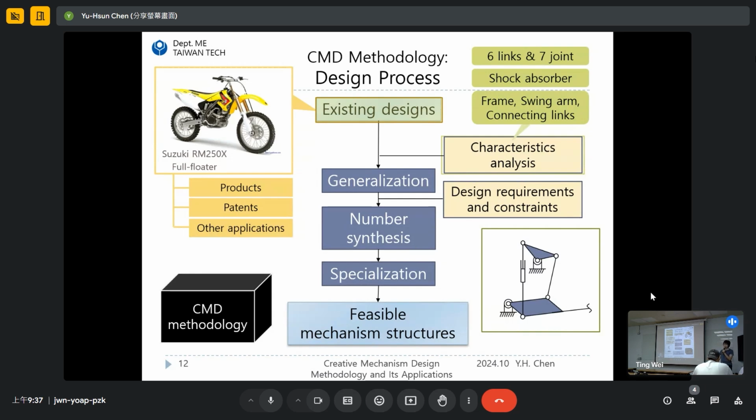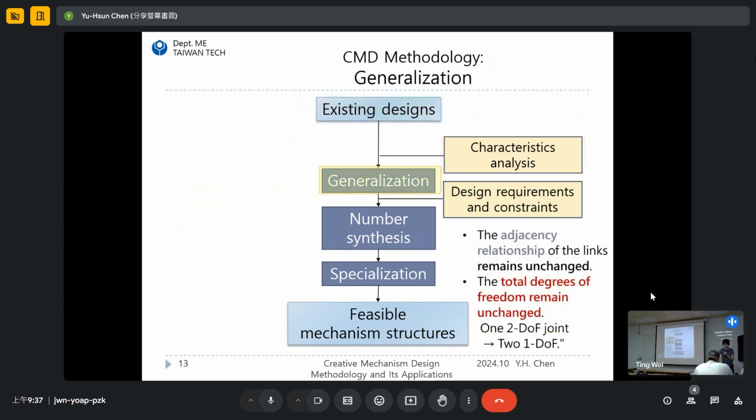And then there are some components that are also required. For example, we need the fixed frame. We need the swing arm to connect the wheel. We need the shock absorber, including the piston and cylinder. So they are important; we can say they are the roles of the links. They are required to generate the function. And then let's go to the next step.